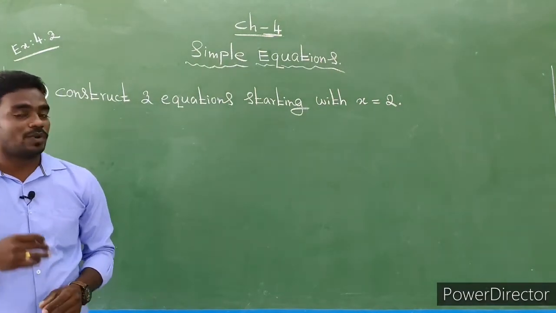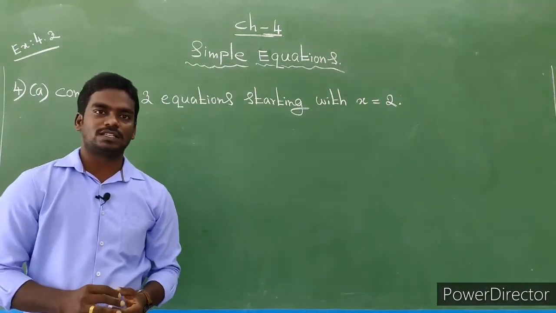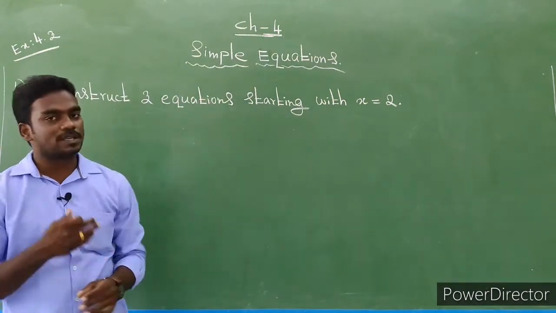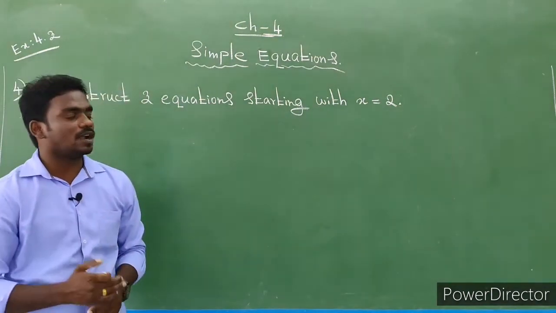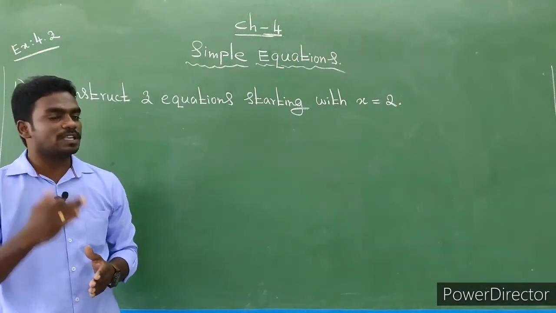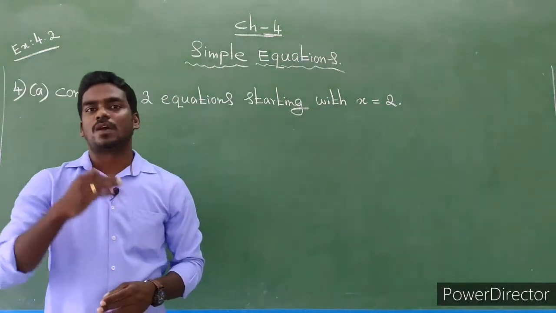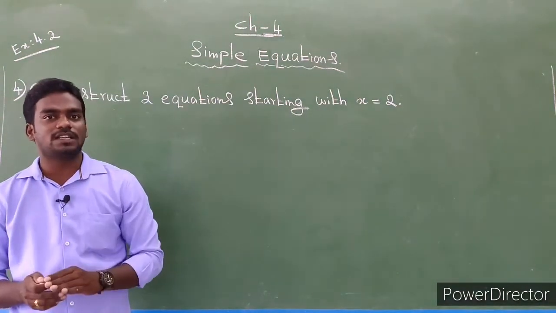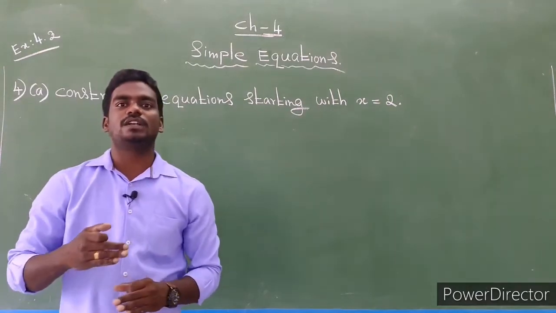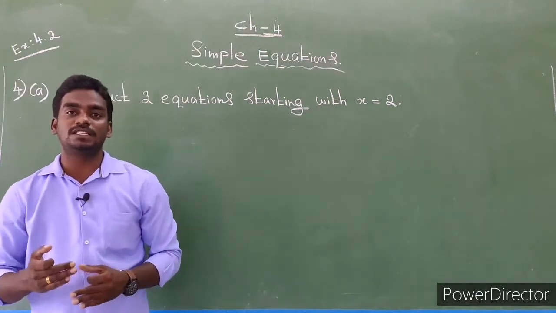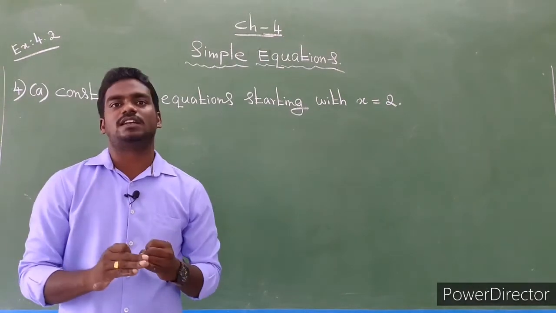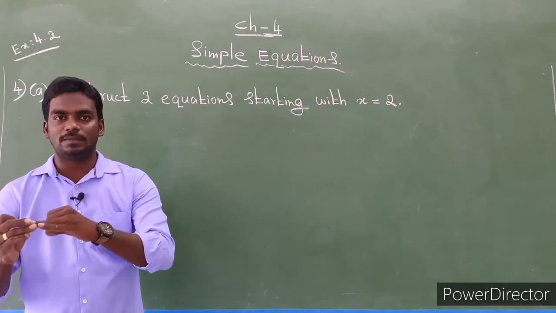So what we discussed in our previous video classes: how to solve a simple equation by using three methods. What is the first method? The first method is the trial and error method, right? And the second method is the eliminating method, that means adding or subtracting method, right?